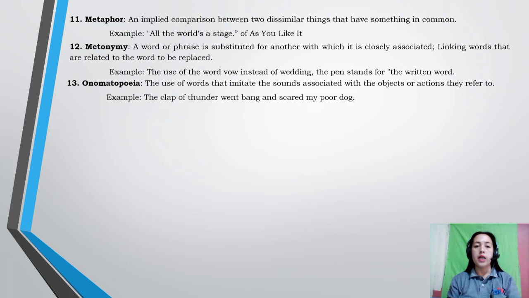Okay, next, onomatopoeia. The use of words that imitate the sounds associated with the objects or actions they refer to. Example, the clap of thunder went bang and scared my poor dog. So what is that? Thunder. You use its sound. What is the sound of thunder?